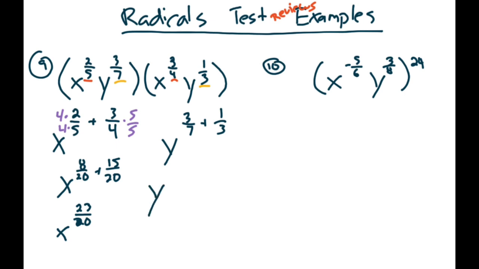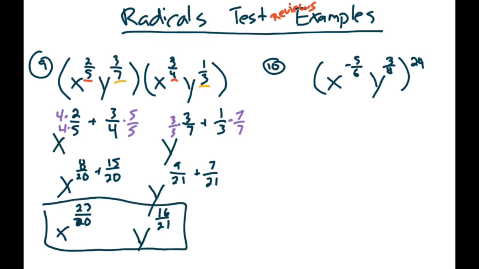Now for my next one, 3/7 plus 1/3. For a common denominator, I multiply each side by 3. And on 1/3, I'm going to multiply by 7 over 7, so the denominators will be the same. So I'll have 9 over 21 plus 7 over 21, which will give me 16 over 21. And that'll be my answer.